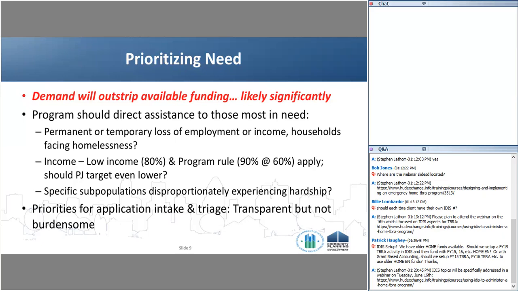Also, PJs may want to think about, are there priority needs of households that are above 60 but below 80% and might fit into that 10% that the PJ has each year to be able to assist tenants above 60% and plan for that in your program as well.